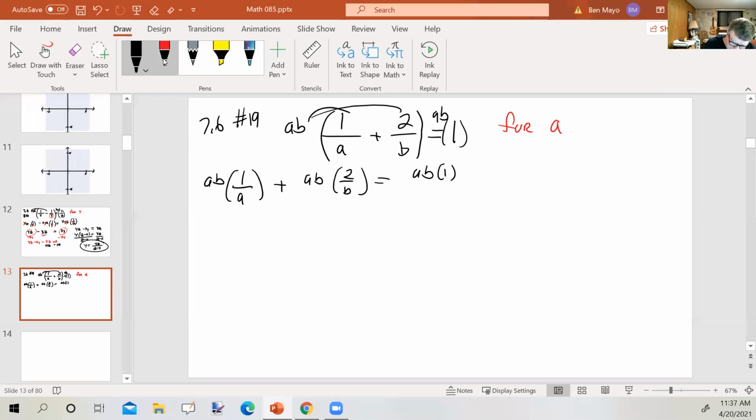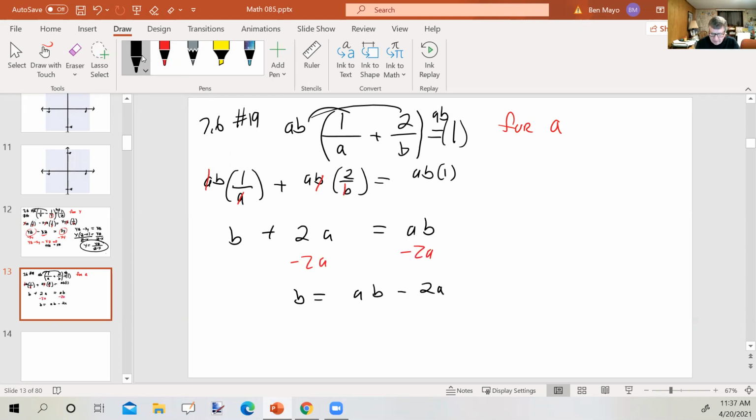Next, I'm going to go through and reduce. The A's reduce out, and I've got B plus, the B's reduce out, 2A equals AB. Okay. Yep. I have 3 terms, 2 of which have A in it, 1 of them doesn't. Put all the terms with A on one side of the equation. So I'm going to subtract 2A from both sides. So B equals AB minus 2A.